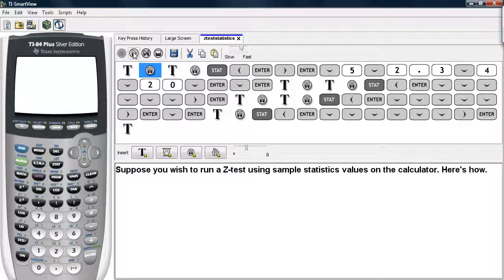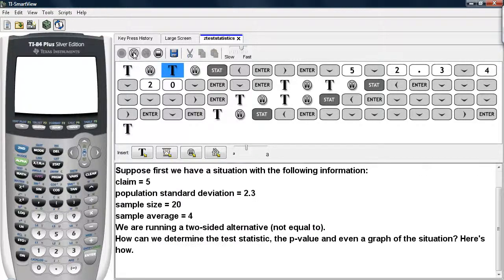Suppose you wish to run a z-test using sample statistics on your calculator. Well, here's how. Let's suppose we have the following situation. The population average we believe to be 5. That is the claim. The population standard deviation is 2.3. This information is given to us.